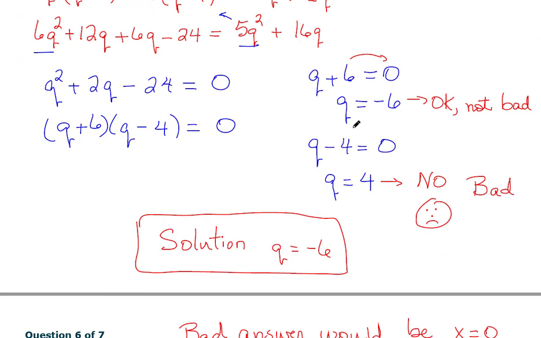What about this 4? Bring it over and I get Q is 4. Oh no. That's one of the bad answers. So I throw it out. I don't keep it. It was a possible answer, but it's bad. So my solution set consists of this one number, which is minus 6.